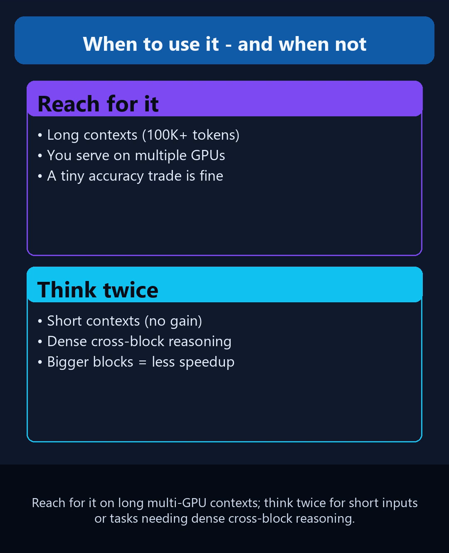When should you reach for it, and when not? Reach for it when your contexts are long, you serve on multiple GPUs, and a tiny accuracy trade is worth a big speedup. Think twice when contexts are short, so there is no gain, or when the task needs dense reasoning that links facts across far-apart blocks, where purely local attention can miss connections. Bigger blocks recover accuracy but reduce the speedup.